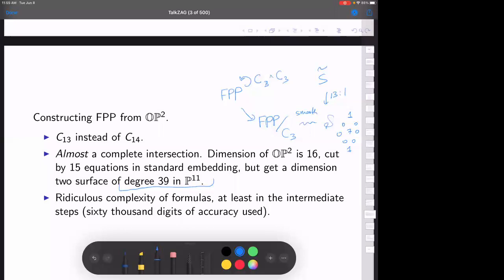It's one of the homogeneous spaces for E6. And it's OP2, the octonionic projective plane, for many good reasons. What you do is you do almost a complete intersection. There's one more equation than you would expect, and the degree drops to 39 from 78, and you're guided by a choice of an order 13 element in the Cartan subgroup of the E6.